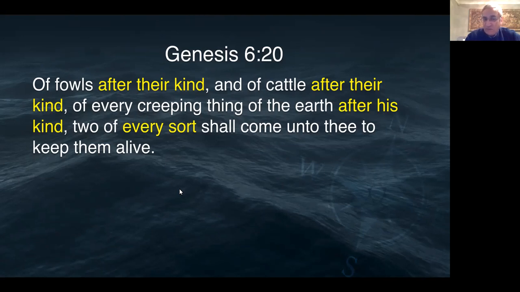So the fowls after their kind, the cattle after their kind, creeping things of the earth after their kind, 2 of every sort shall come unto thee to keep them alive. So Noah is not going to go away and find the animals and bring them over. The Lord will bring the animals to him. And the Lord has control of his creatures and creation.